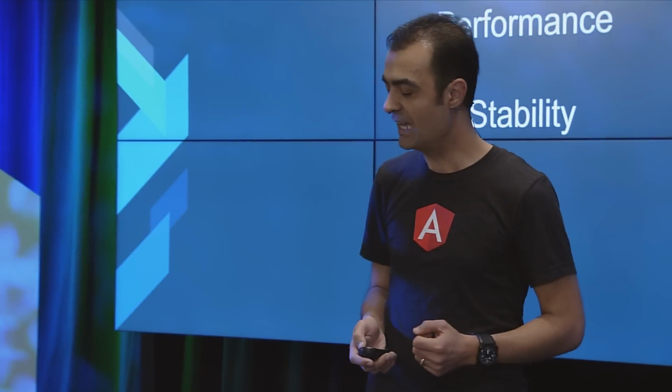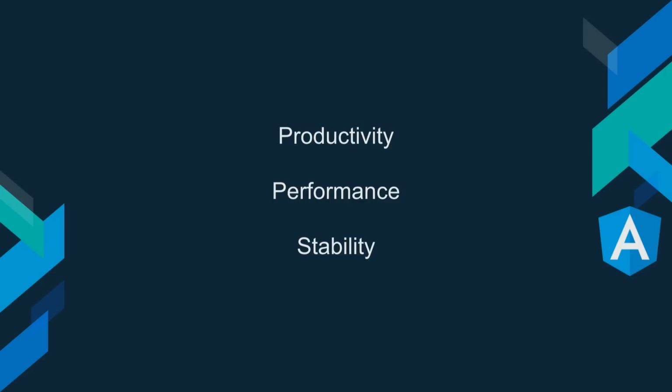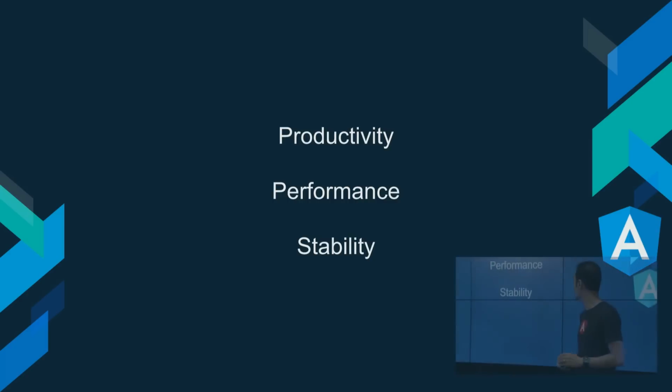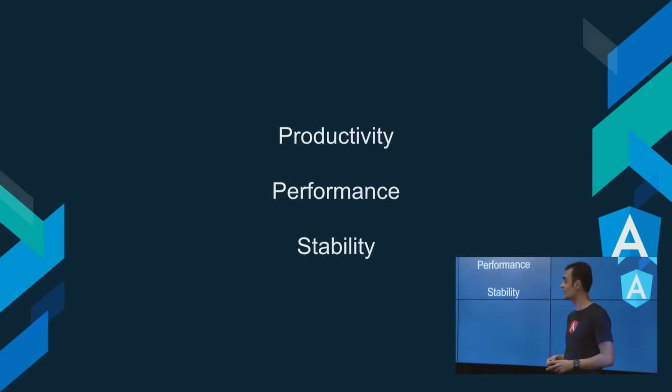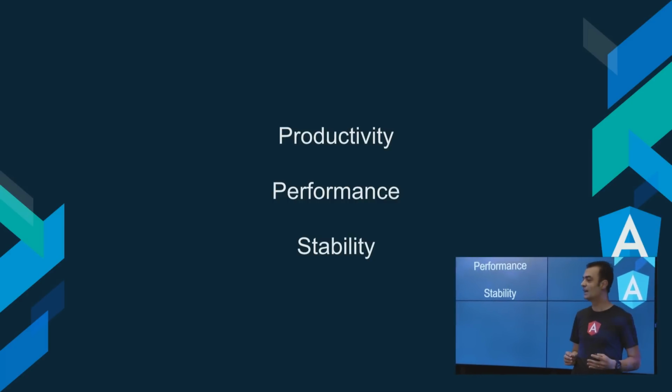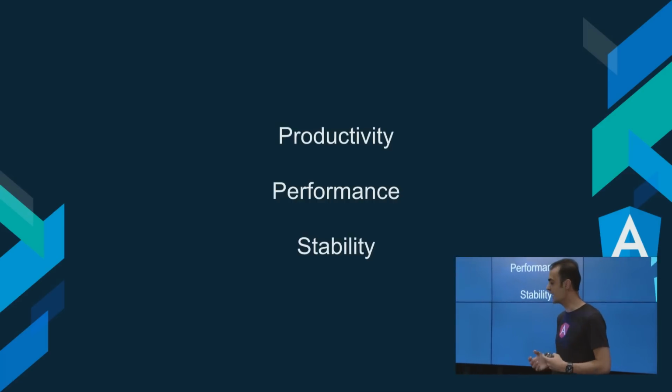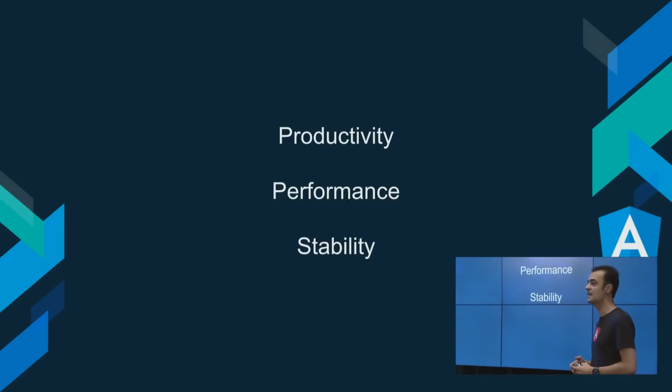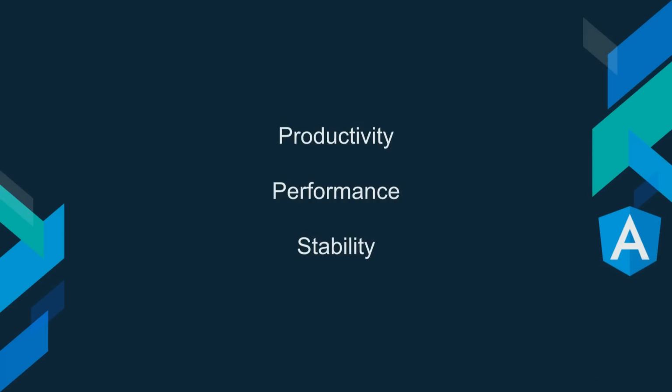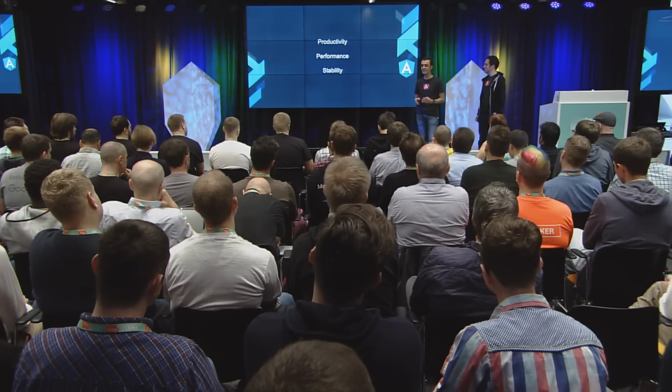In Angular Dart, these are the three big pillars that we think of when we're working on it. Basically, any new feature we add, or when we make changes in the APIs, we try to make sure we have a perfect balance between these three items.